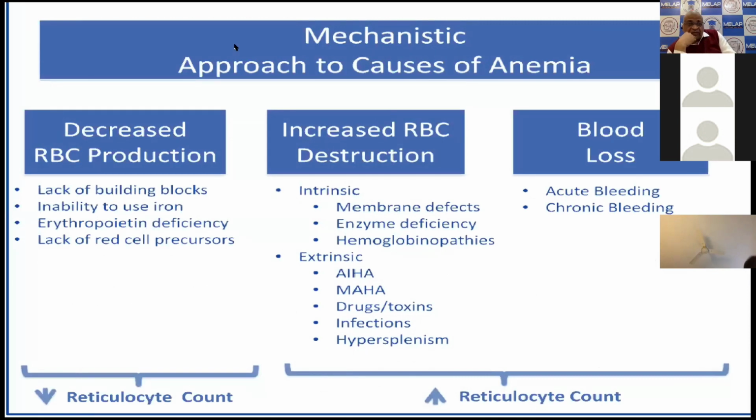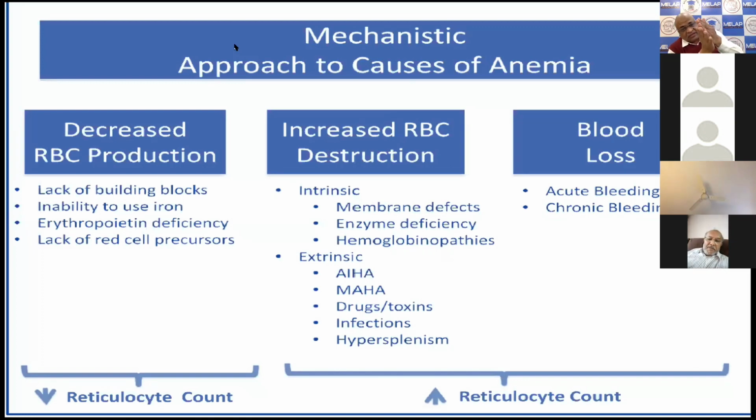Another thing is mechanism, decreased production or increased destruction or blood loss. This is another way of classifying the cause of anemia. In decreased production, reticulocyte count is decreased, and in case of increased destruction or blood loss, reticulocyte count is increased. So therefore, you can understand how important this reticulocyte count is. If it is decreased, then our diagnosis is limited to one set of causes. If it is increased, then it is sending us toward another set of causes.